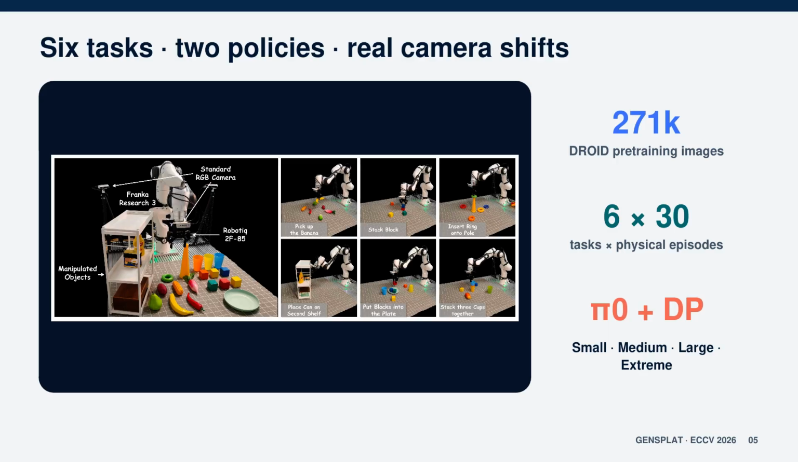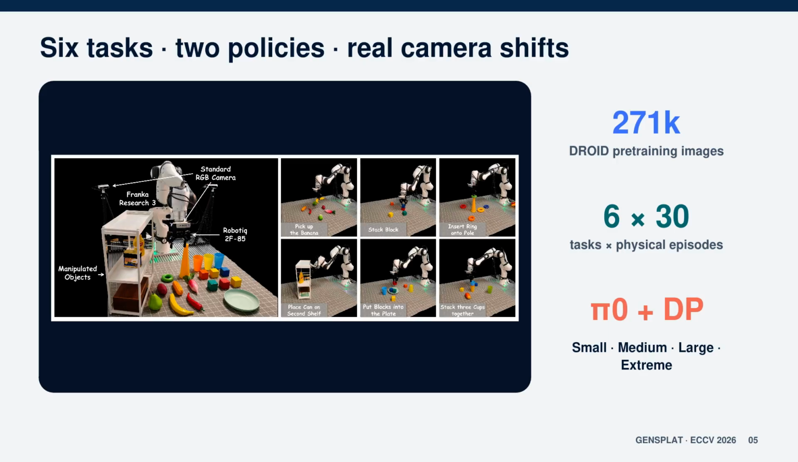For pre-training, the model uses 271,000 images sampled from the Droid dataset, covering a broad range of tasks and environments. Real-world evaluation uses a Franka Research 3 robot and 6 manipulation tasks: picking up a banana, stacking blocks, inserting a ring, placing a can on a shelf, putting blocks into a plate, and stacking cups. The authors train both Pi0 and diffusion policy, demonstrating that the augmentation is not tied to one policy architecture. Every task is evaluated over 30 physical episodes under small, medium, and large camera rotations and translations, with an additional extreme condition in the ablation study.